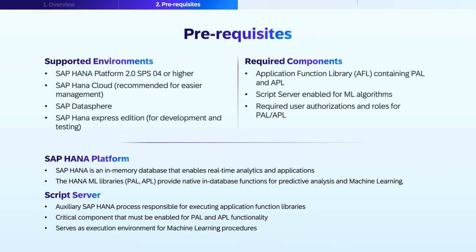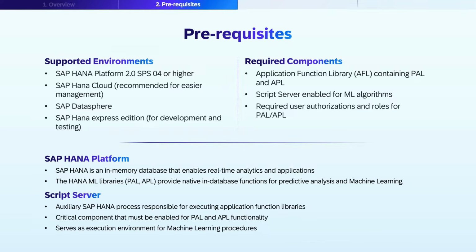Before implementing classification solutions, let's cover the necessary prerequisites. You'll need SAP HANA Platform 2.0 SPS 04 or higher, or preferably SAP HANA Cloud for easier management. SAP HANA, express edition can also be used for specific scenarios. You'll also need the Application Function Library containing Predictive Analysis Library and Automated Predictive Library components, and the script server enabled for executing machine learning algorithms.